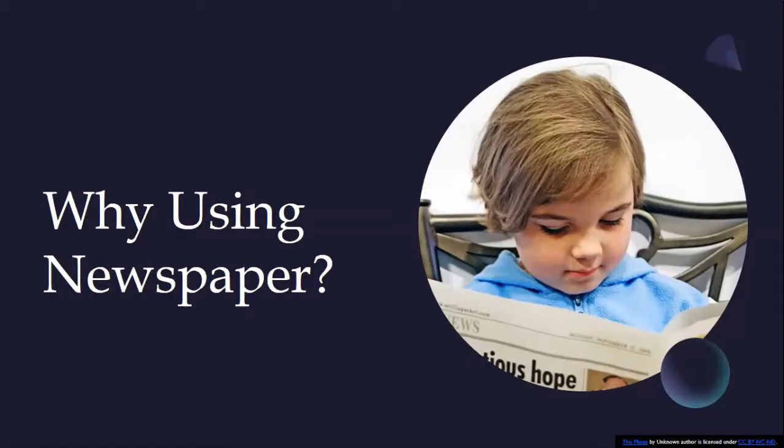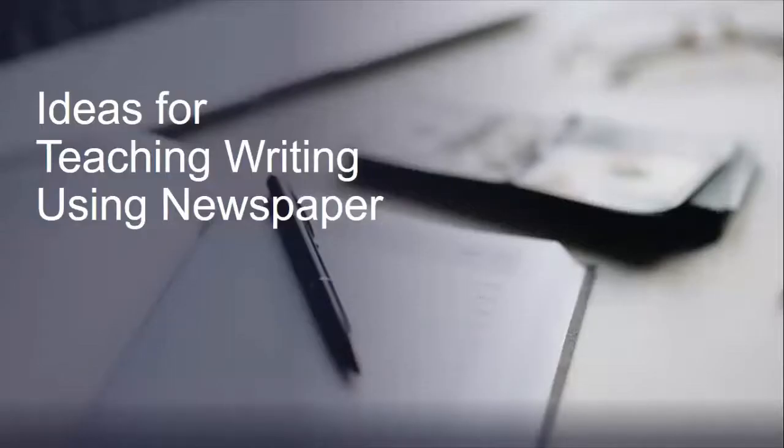What is discourse analysis? Discourse analysis usually concerns the study of the relationship between language and context. So we can teach our students about cohesion and coherence by analyzing sentences in the newspaper. And then next, we are going to talk about how to teach writing by using newspapers. We will present the ideas and then it will be presented by Bu Sri Wardani.